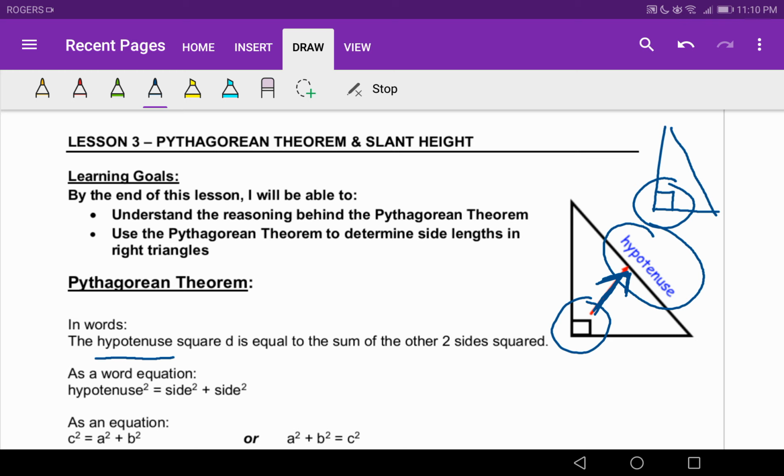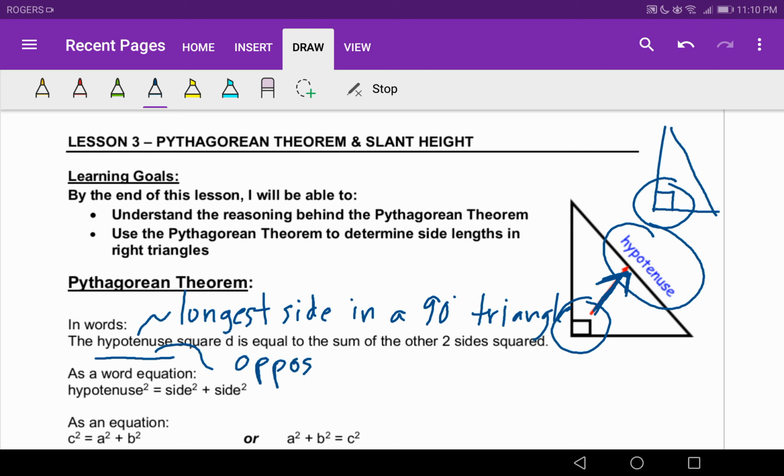I want to make a little note here where it says hypotenuse. That is your longest side in a 90-degree triangle. It's your longest side, and it is always opposite of your 90-degree angle.